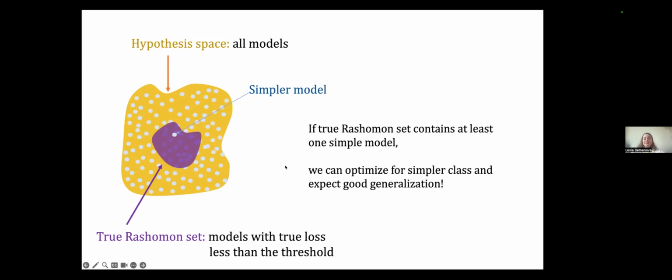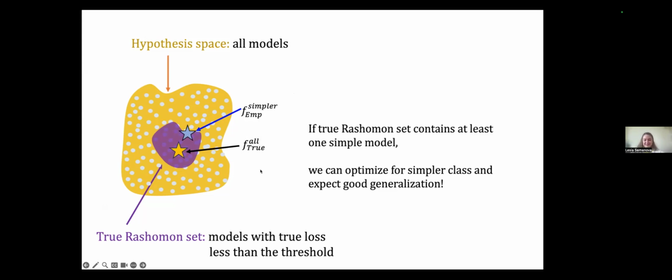Then what happens is that we can optimize for the simpler class, for the blue class, yet enjoy good generalization benefits of the more complex class, of the yellow class. More specifically, if I look at the empirical risk of my simple model and the true loss of my true model, they will be somewhere nearby.